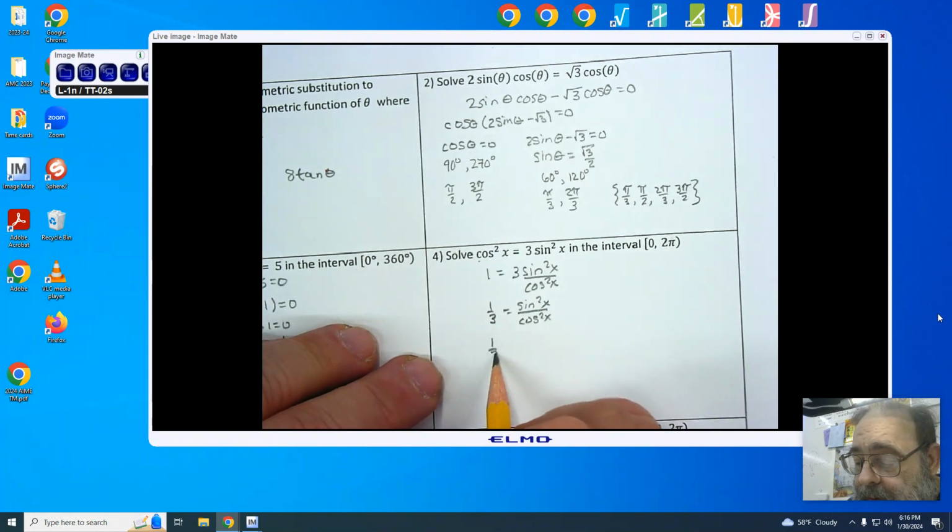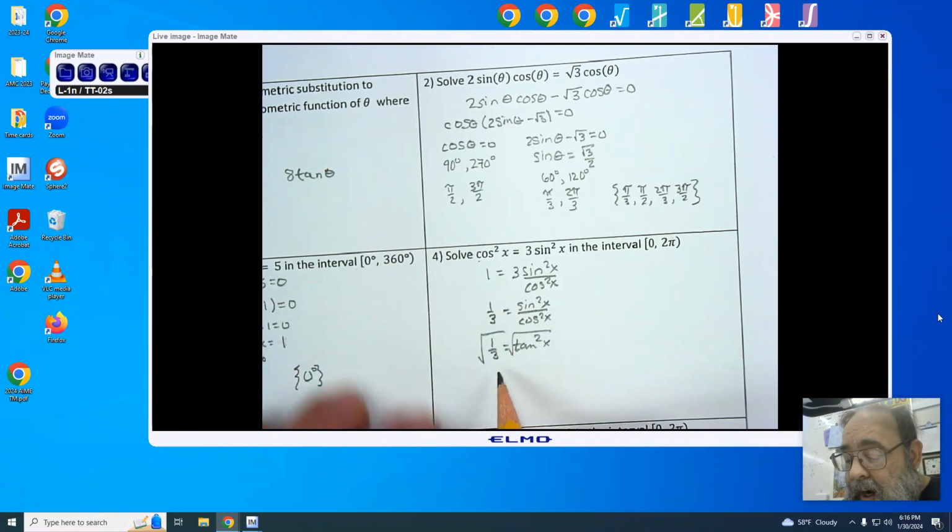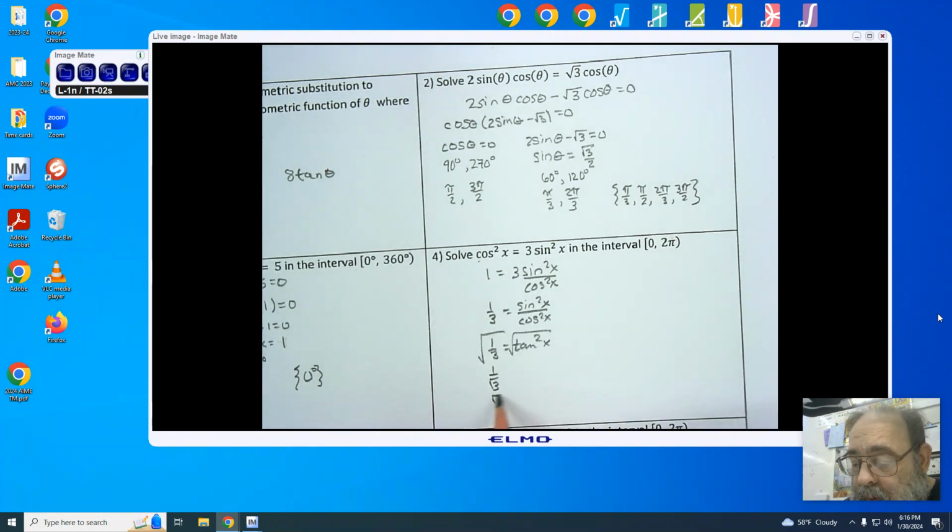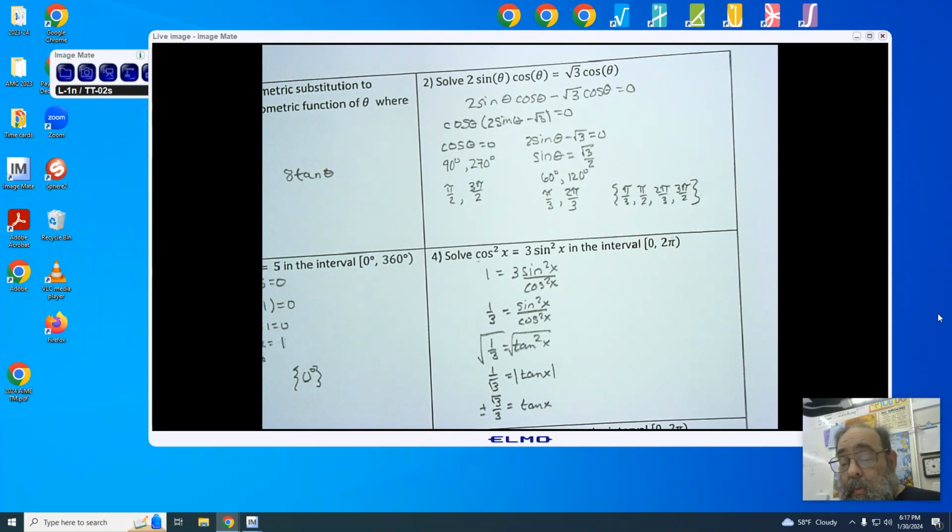That means I have 1/3 equaling the tangent squared of x. I'm going to take the square root on both sides, and I end up with 1 over root 3, which we will call root 3 over 3. This is equal to the absolute value of the tangent of x. When I drop the absolute value, I'm talking about a plus or minus for the tangent of x. And now I'm looking in each quadrant. We know the reference angle for a root 3 over 3 is pi over 6 in radians.